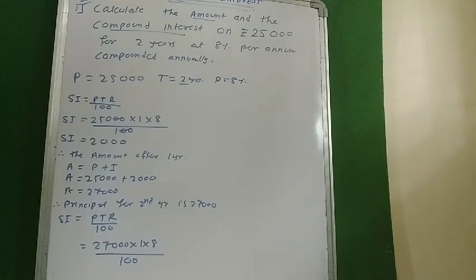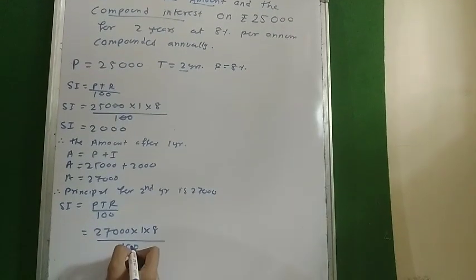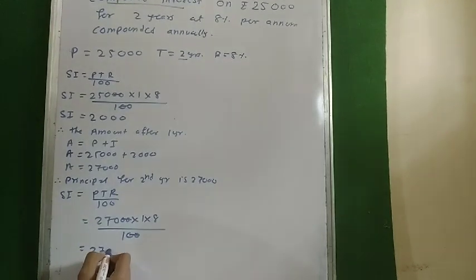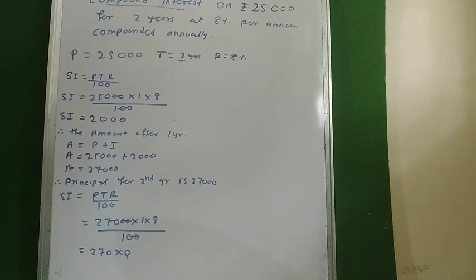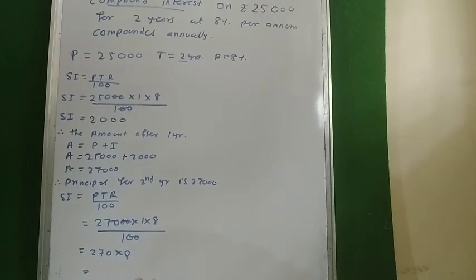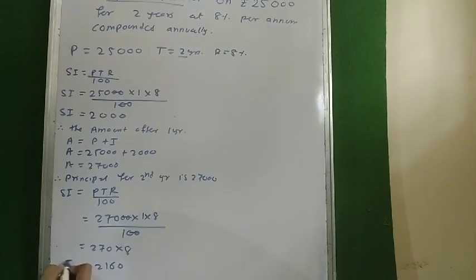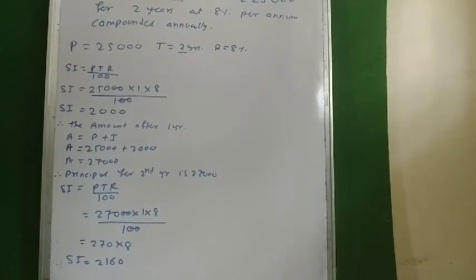So we can see that the 0 gets cancelled. So we have 270 into 8. So the product of 270 into 8 is 2,160. So this is the simple interest for the second year.